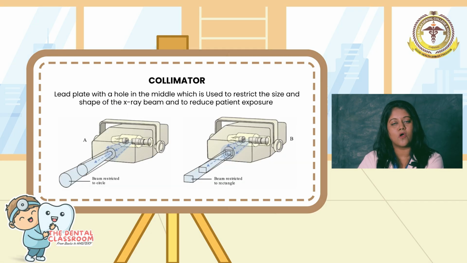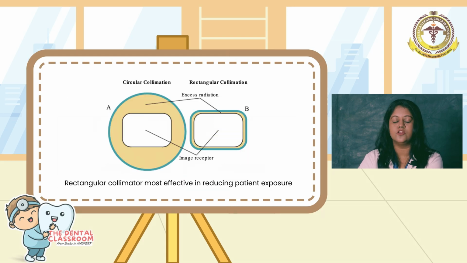Moving on to collimator. So, what is collimator? Collimator is a part of the X-ray machine which is made of lead plate with a hole in the middle, which is used to restrict the size and shape of the X-ray beam and to reduce the patient exposure. So, commercially in the market you get a circular collimator and rectangular collimator.